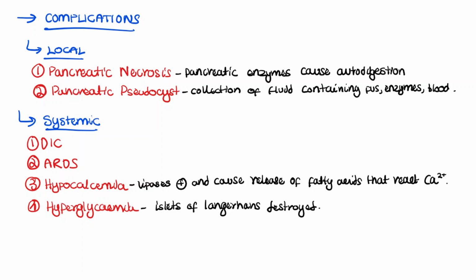You get hypocalcemia because the lipases that are released and activated start breaking down fat and cause release of fatty acids, and these fatty acids can then react with the available calcium to form chalky deposits and take up that calcium, leading to hypocalcemia. And then hyperglycemia, of course, because the pancreas is being destroyed, and the islets of Langerhans are being destroyed with it. So there's a decrease in the insulin produced, meaning there's more glucose in the blood. So that is a summary of acute pancreatitis.